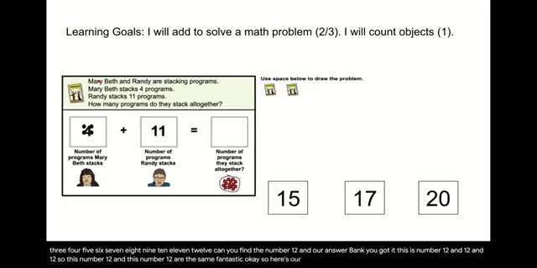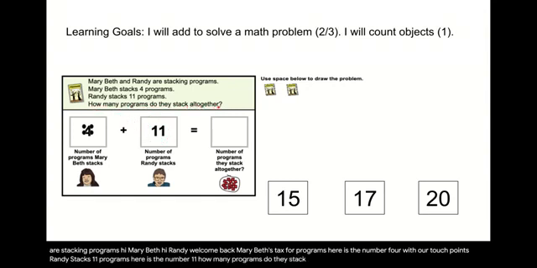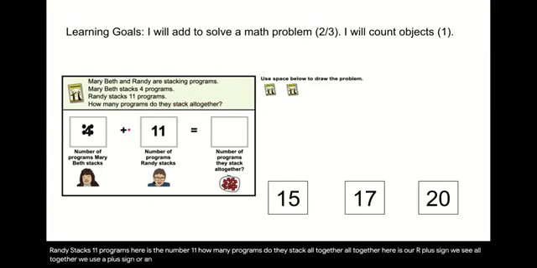Okay, so here's our next story problem. We have Mary Beth and Randy are stacking programs. Hi, Mary Beth. Hi, Randy. Welcome back. Mary Beth stacks 4 programs. Here is the number 4 with our touch points. Randy stacks 11 programs. Here is the number 11. How many programs do they stack all together? All together, here is our plus sign. When we see all together, we use a plus sign or an addition sign.